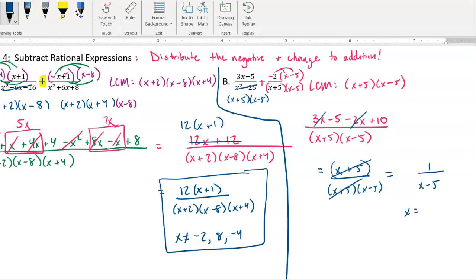Now what x can't equal, so we would still go back to before we canceled anything out. And so we'd say -5 and 5 is our restrictions, for what x can't equal. So x can't equal -5 or 5.